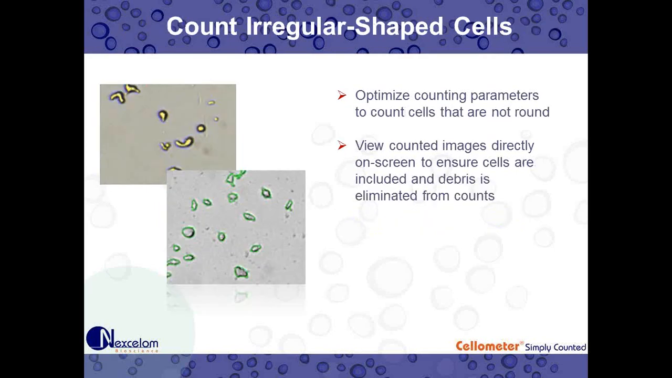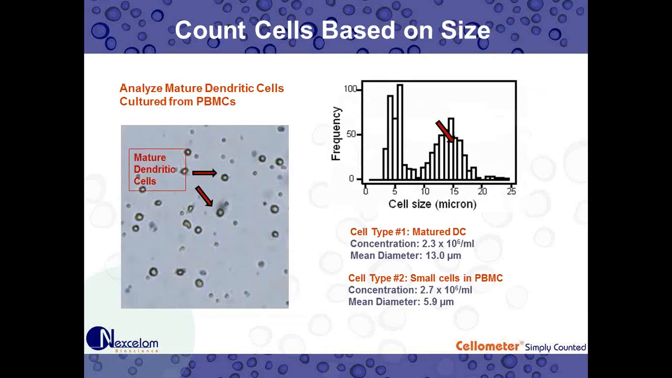We count irregular-shaped cells. We have advanced algorithms in the software that can recognize irregular cell shapes. They don't have to be round. They can be multiple sizes. And we can also count cells based on size in a mixed population. This example is looking at mature dendritic cells cultured from PBMCs.